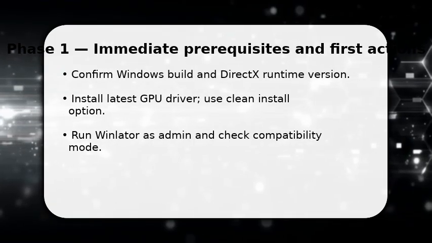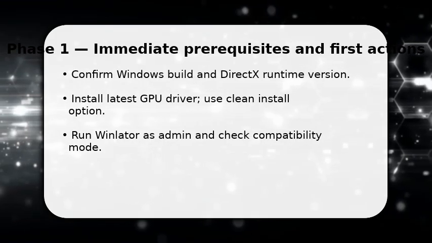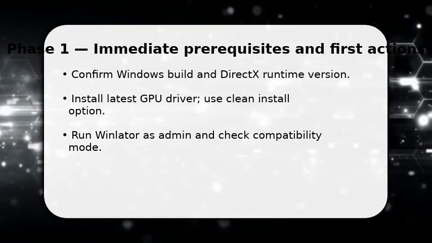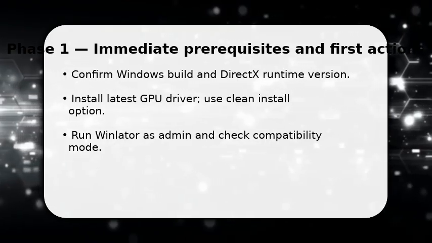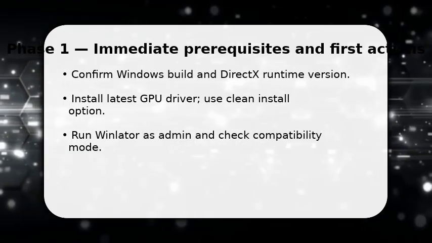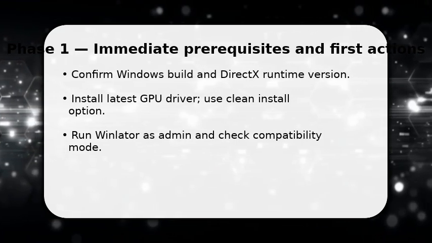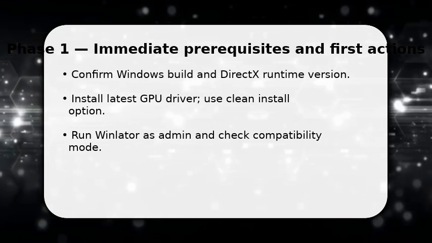This prevents driver conflicts. Once done, run Winlator as administrator and set compatibility mode to the Windows version the app expects. These first steps remove the common permission and driver causes of DirectX failures, so make sure each is completed before moving on. Now dive into the emulator configuration.